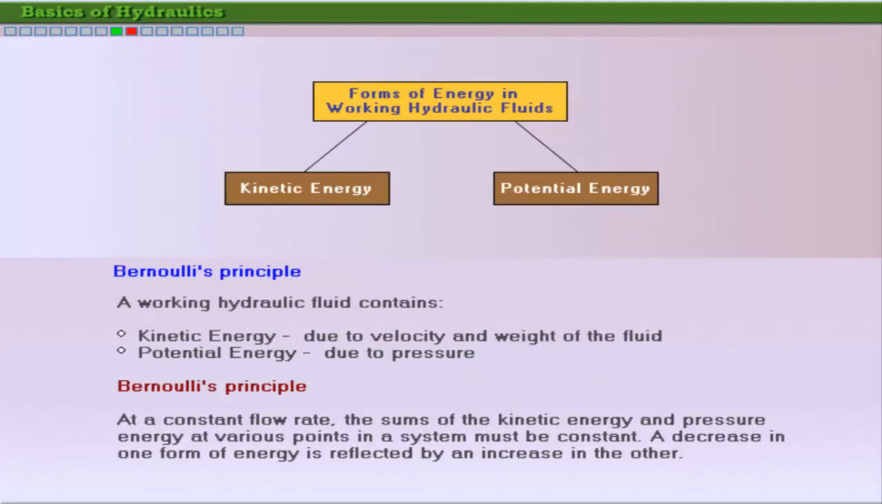In a working hydraulic system, a hydraulic fluid contains two forms of energy, kinetic energy and potential energy. The kinetic energy is represented by the velocity and weight of the fluid, and the potential energy is in the form of pressure created by the resistance to flow. Daniel Bernoulli, a Swiss scientist, proved that, at a constant flow rate, the total energy in a hydraulic system is constant. If one form of energy is reduced, it must be transformed to the other form of energy.